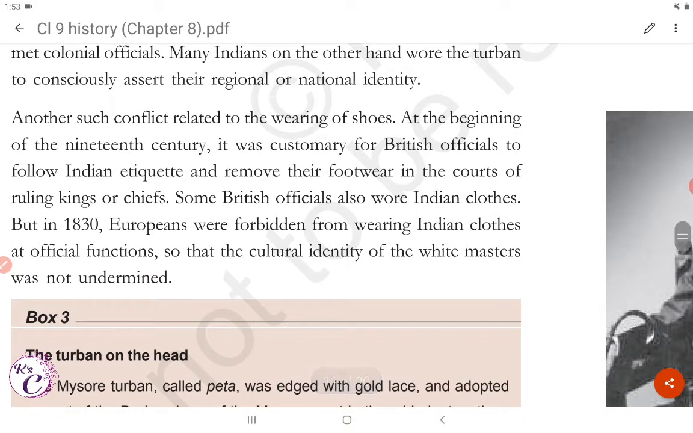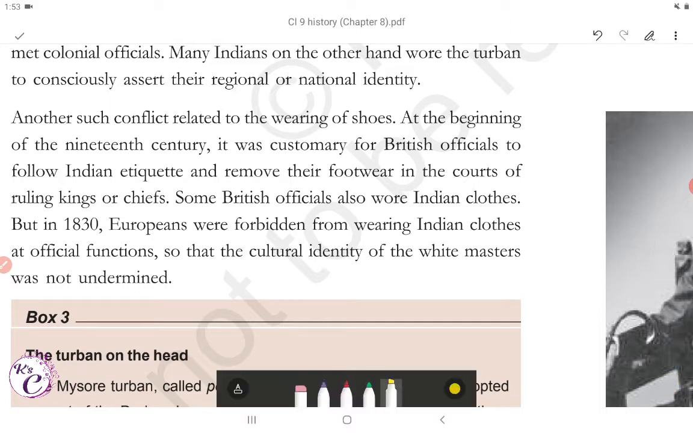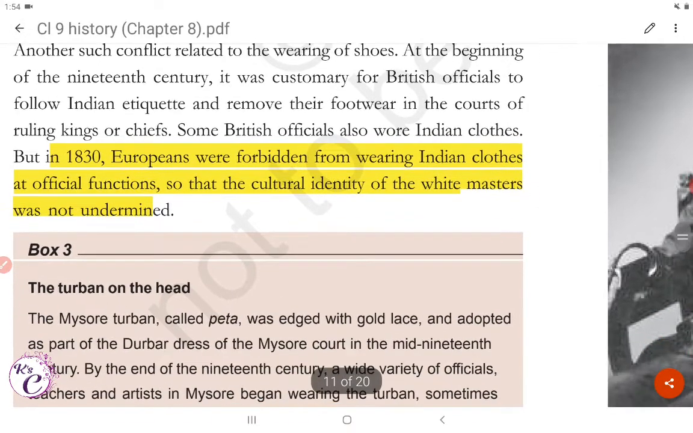Another such conflict related to the wearing of shoes. At the beginning of the 19th century, it was customary for British officials to follow Indian etiquette and remove their footwear in the courts of ruling kings or chiefs. Some British officials also wore Indian clothes, but in 1830 Europeans were forbidden from wearing Indian clothes at official functions, so that the cultural identity of the white masters was not undermined. So they had to wear their European clothes.